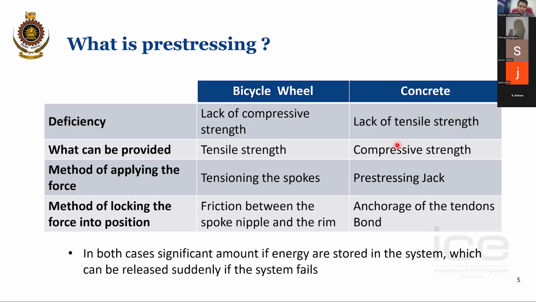And in both cases, a significant amount of energy is stored in the system. Let's say if suddenly your spoke wire breaks, it suddenly detaches and releases a significant amount of energy. The same thing can happen in pre-stress members. If by any chance the anchorage blocks fail or the bond between the tendon and the concrete fails, a sudden energy release can happen. Sometimes it is a disadvantage of pre-stress members, but given the conditions, it rarely happens, right?